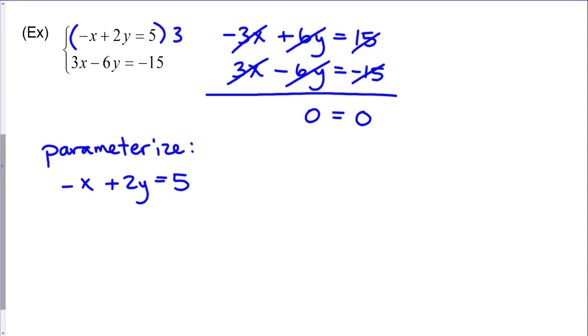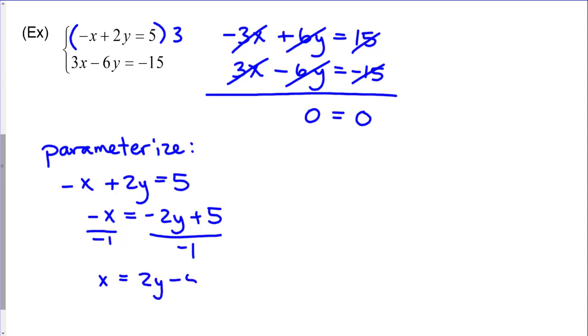If I multiply the top equation by negative 3, it results in the bottom equation. So it doesn't matter which one I'm using here. Just pick the simpler of the two. I'm going to get x by itself in this equation. So negative x equals negative 2y plus 5. And if I divide both sides by negative 1, I get x equals 2y minus 5.